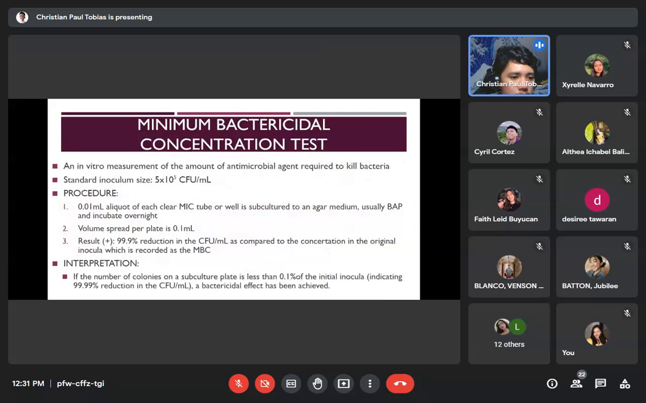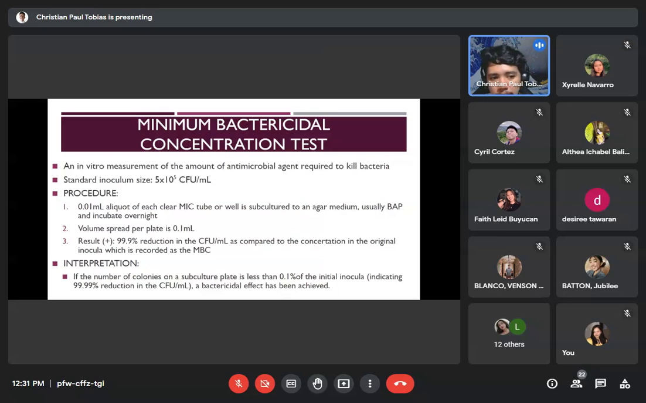Okay. Next is your minimum bactericidal concentration test. It is an in vitro measurement of the amount of antimicrobial agent required to kill bacteria. Standard inoculum, 5 times 10 raised to 5 CFU per ml. So this is the procedure.